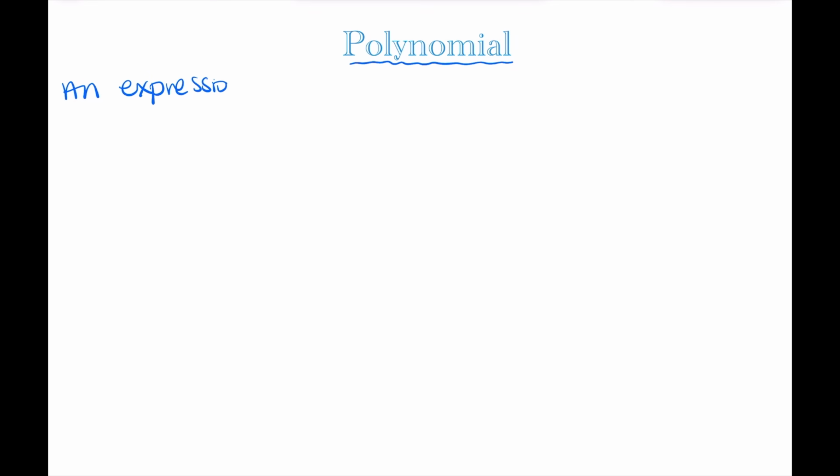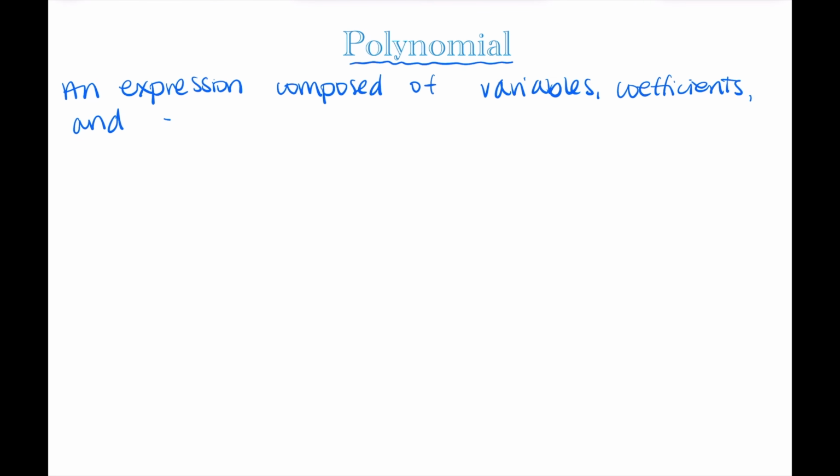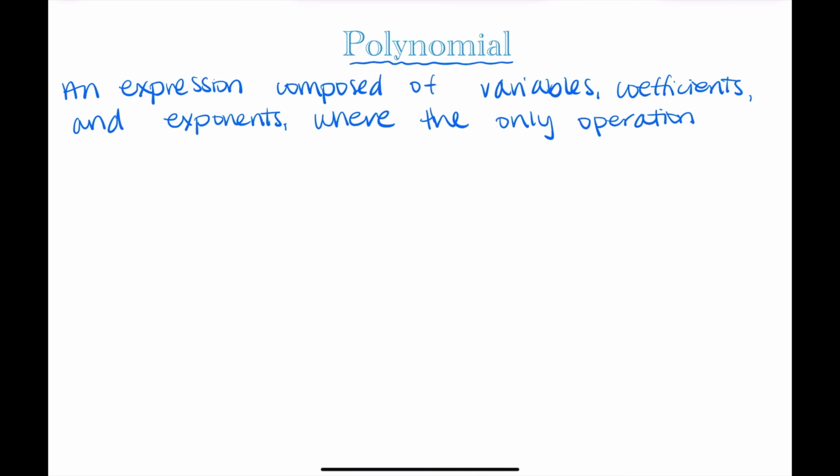Now let's move on to our final term for today's lesson. Let's define what a polynomial is. A polynomial is an expression composed of variables, coefficients, and exponents, where the only operations used are addition, subtraction, and multiplication. So this is a super long definition.